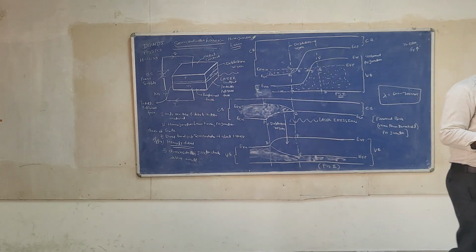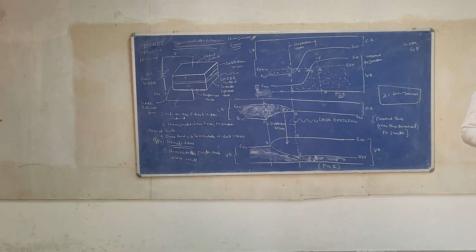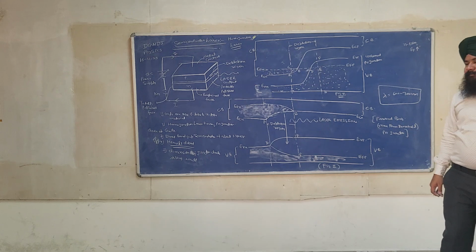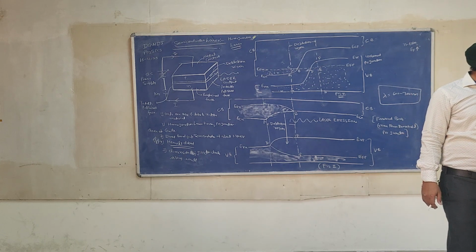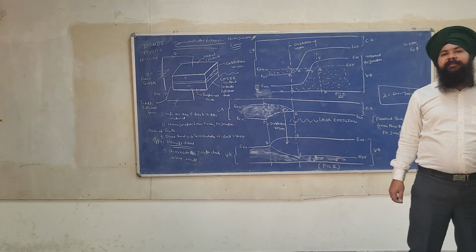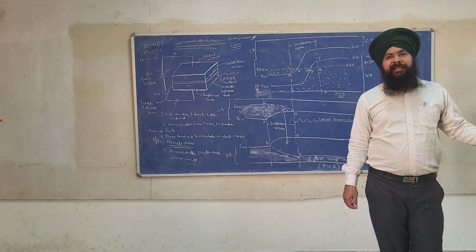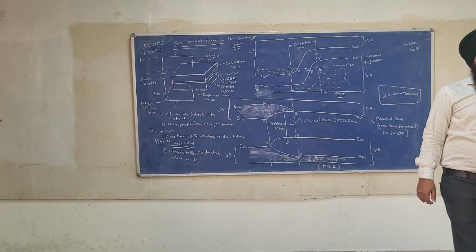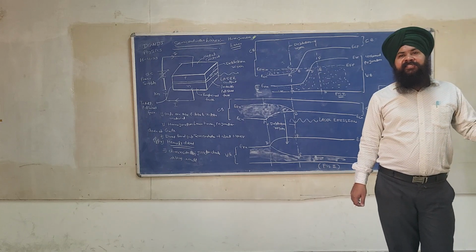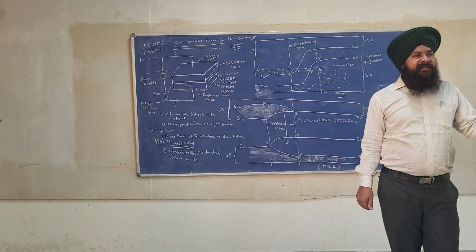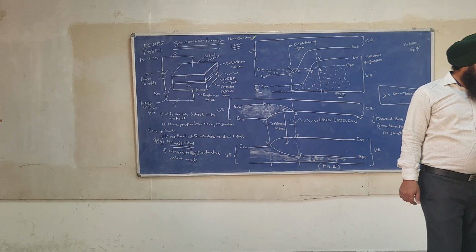Okay. Next point, the laser beam output is obtained through the partially polished face, and it is restricted to near the junction only.